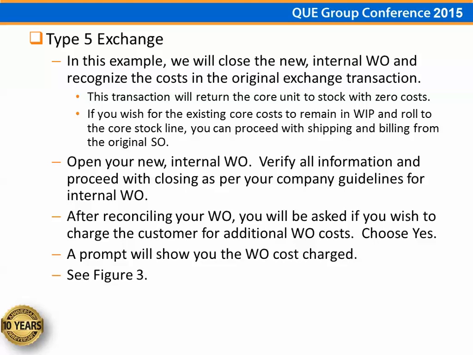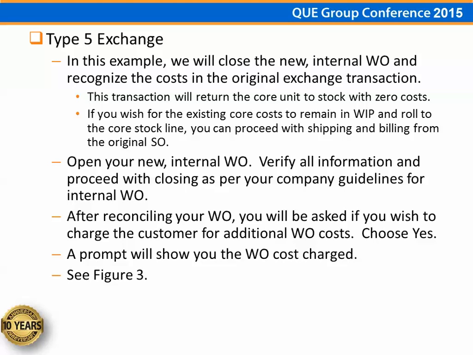This exchange will return the core unit back to stock with zero cost. And if you wish for the exchange or the existing core cost to remain in WIP and roll to the core, you can proceed with shipping and billing from the original sales order now. You'll need to open your new internal work order to finish that, verify all the information, and proceed with closing as your guidelines for your internal work orders.